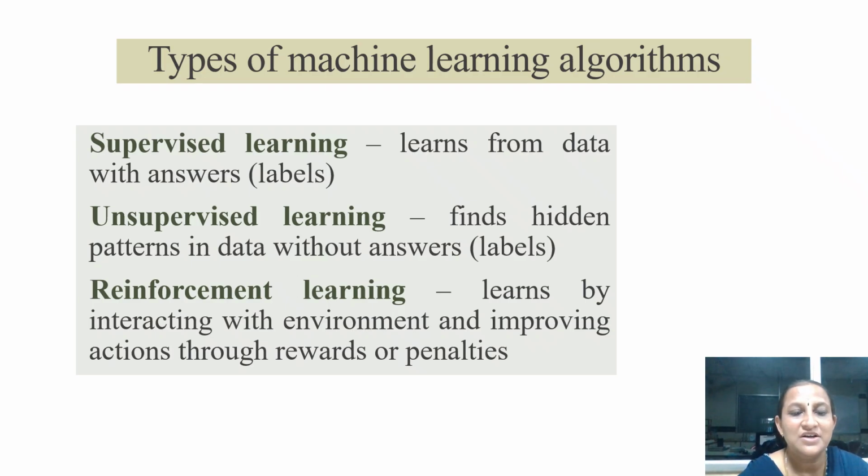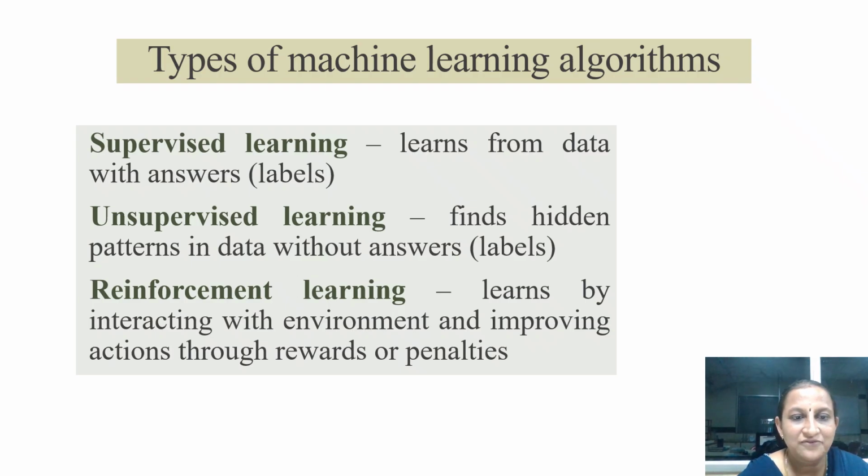Unsupervised learning finds hidden patterns in the data which is provided. Here the learning is done without any answers or labels, and whatever patterns are available in the data are found by the unsupervised learning algorithm. The third one is reinforcement learning, where learning is done by interacting with the environment, and the actions are improved through the rewards or penalties obtained.